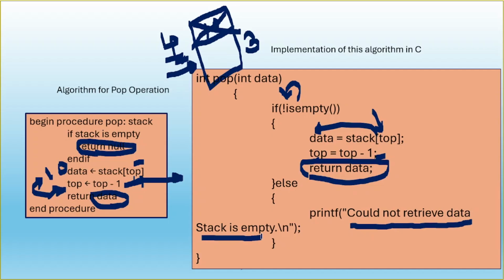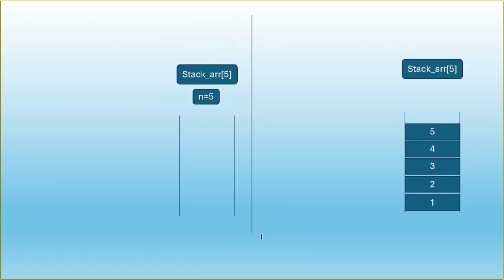Okay. Now we have seen all 5 operations and now we are going to see all these 5 operations with animation. So assuming that this is my empty stack with size 5, n is equal to 5. I hope you can see the cursor that I am using. So the size of my stack is 5. That means I can store 5 elements in my stack. Currently the value of top is minus 1.